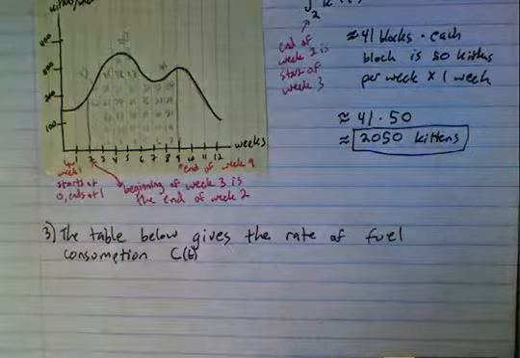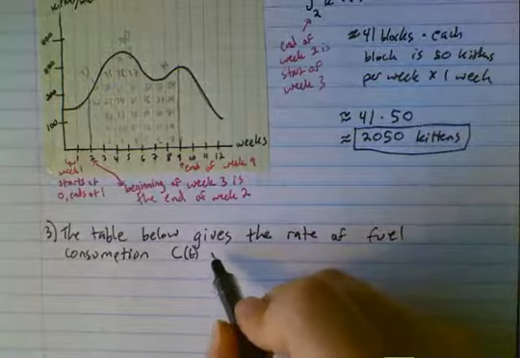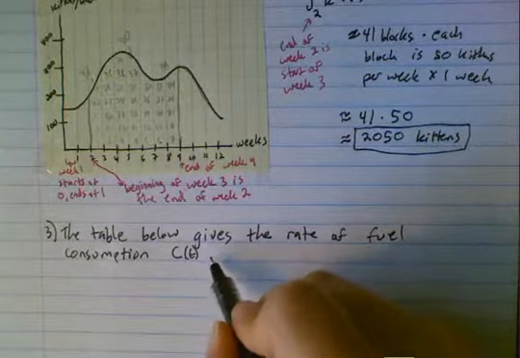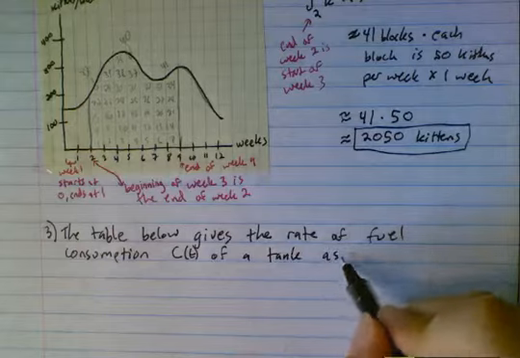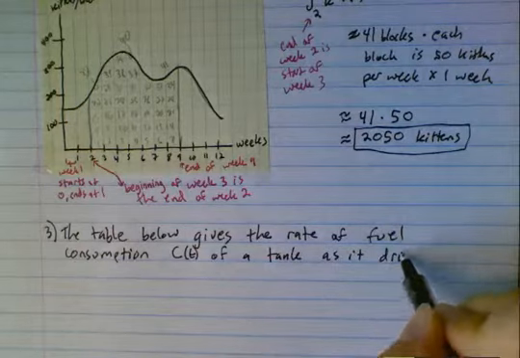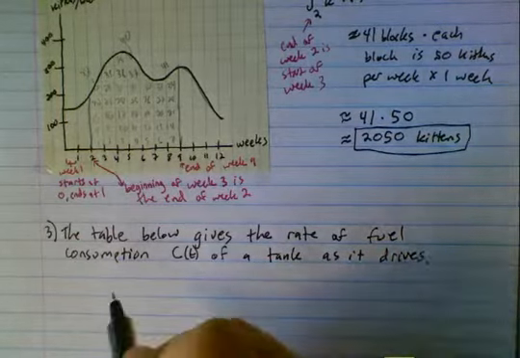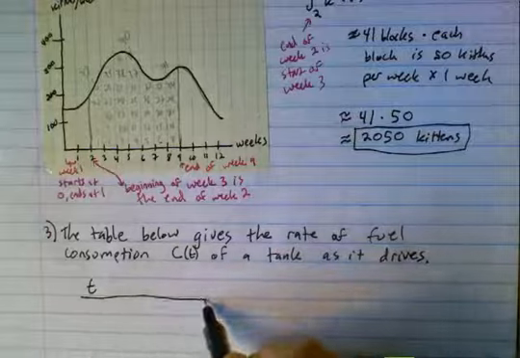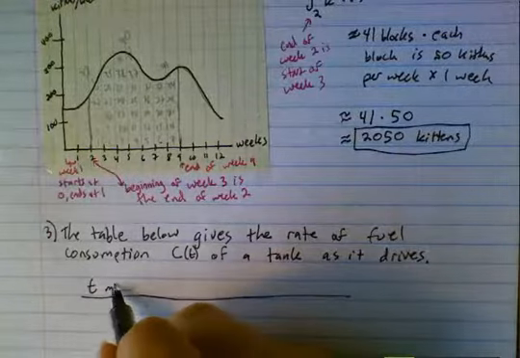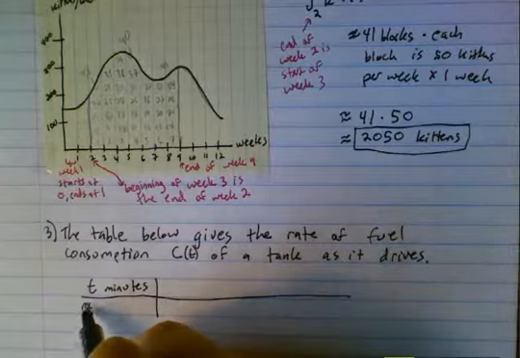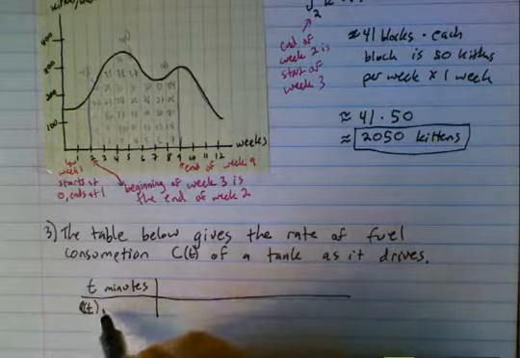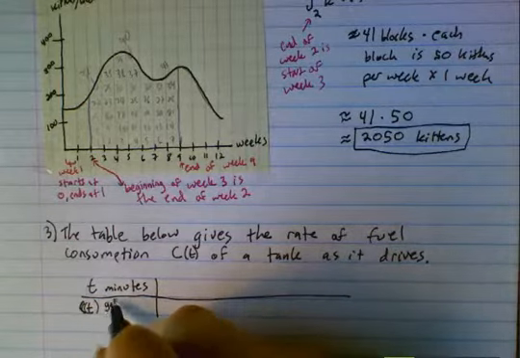The table gives a rate of the fuel consumption, C of T, of a tank as it drives. So here's T, that's going to be in minutes. Here's C of T, that's going to be in gallons per minute.